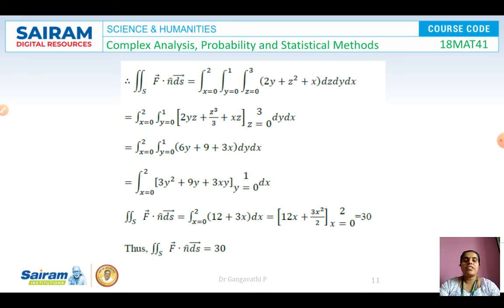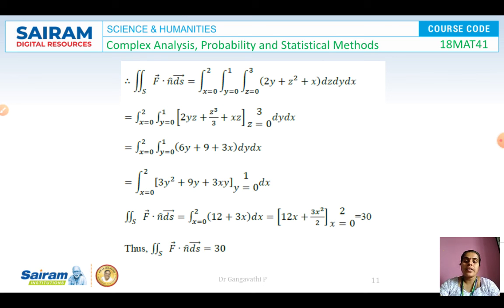So let us perform the integral with respect to z. 2yz plus z cube by 3 plus xz between the limits 0 and 3, dy dx. So the integral from 0 to 2, integral from 0 to 1. Substituting z equal to 3, it is 6y plus 3 cube by 3. So 3 gets cancelled, 3 square is 9, 3 into x, dy dx. So x varies from 0 to 2. And again integrating with respect to y, y square by 2, and 2 and 6 get cancelled. We get 3y square plus 9y plus 3xy between the limits 0 and 1, dx.